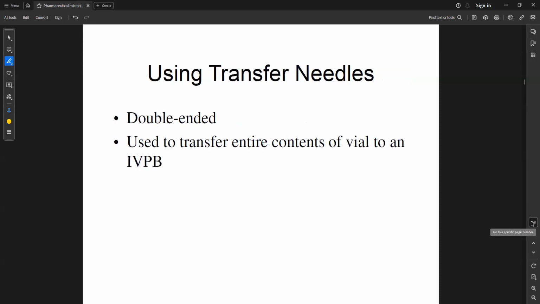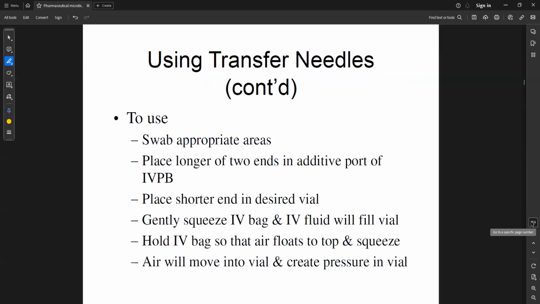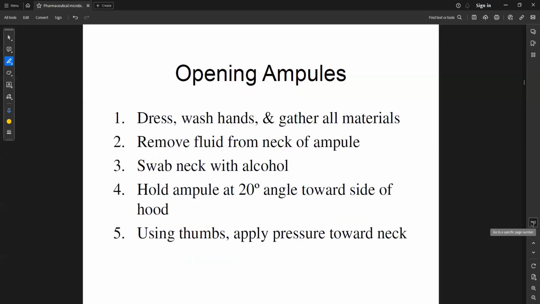So, using a transfer needle: these are double-ended and they're used to transfer the entire contents of a vial to an IV bag. To use, swab the appropriate areas, place the longer end in the port of the IV bag, place the shorter end into the desired vial, and gently squeeze the IV bag, and IV fluid will fill the vial. Hold the IV bag so that air floats to the top and squeeze. Air will move into the vial and create pressure in the vial.